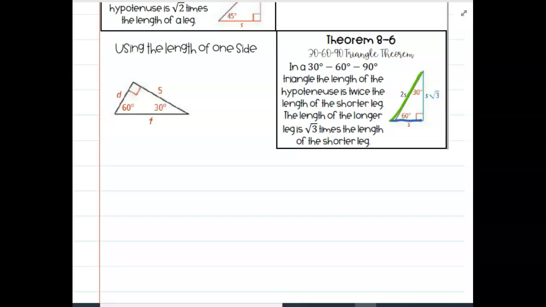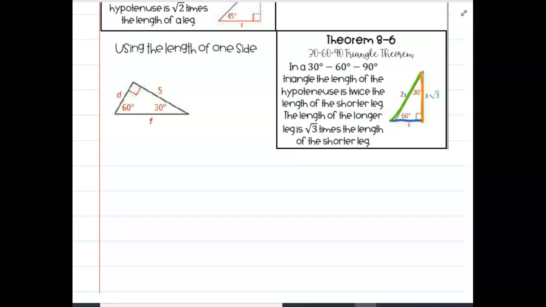Okay? Now, for the other leg, so the longer leg, it's going to be kind of like the hypotenuse in the 45, 45, 90 triangle. It's going to be S square roots of 3. So, if the shorter side was 5, the hypotenuse would be 10. This other leg is going to be 5 square roots of 3, just a little bit bigger.